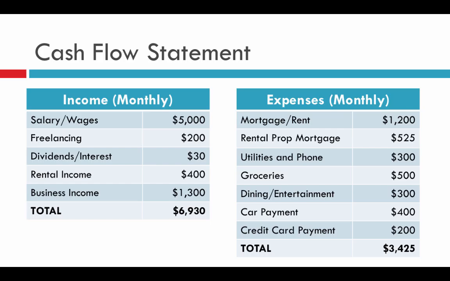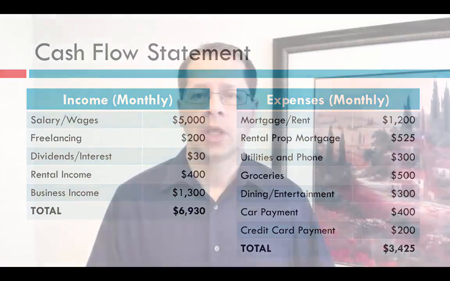Now let's look at the income and expenses side by side. We have the income on the left, the expenses on the right. These are monthly figures, but you can track it weekly, quarterly, annually, whatever period you want. Another thing to note is that although the income and expenses are shown here side by side, on a real statement, you may find them displayed vertically. So you have the income at the top and the expenses at the bottom, but it's the same information.